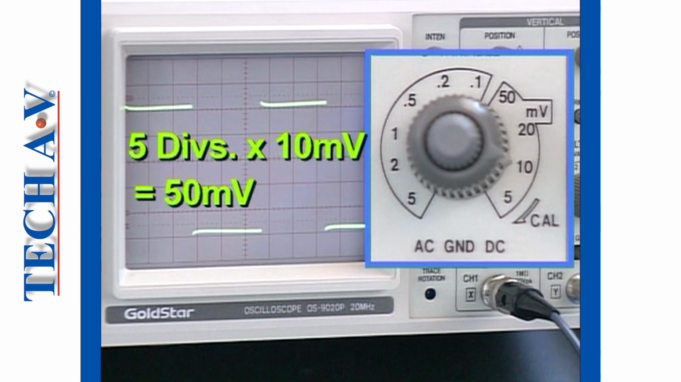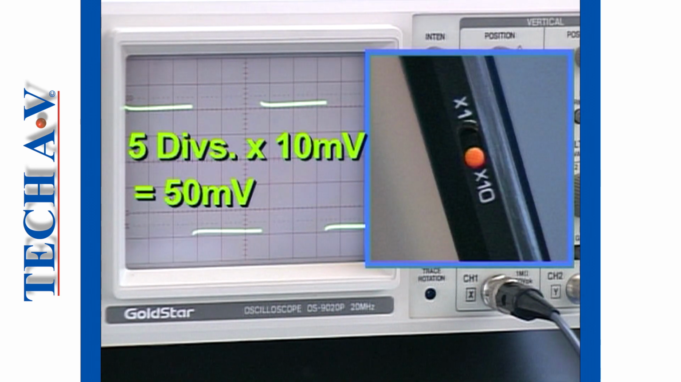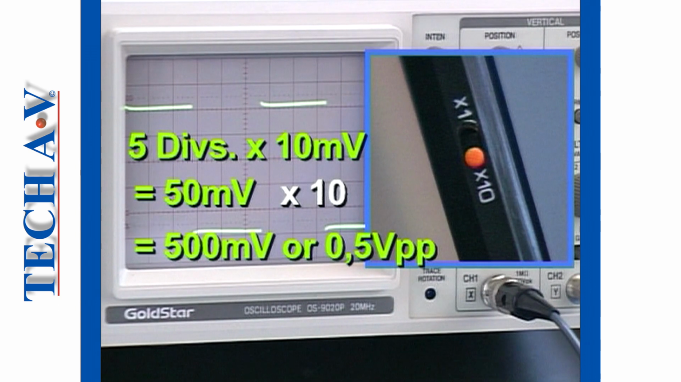Now multiply the number of divisions by the volts per division setting to calculate the voltage of the square wave. Your answer should be 50 millivolts, but as the probe attenuator is set to the times 10 mode, the actual voltage measured is 500 millivolts, or 0.5 of a volt.